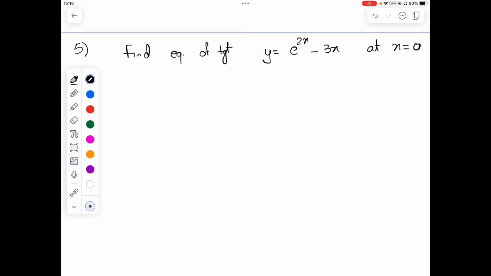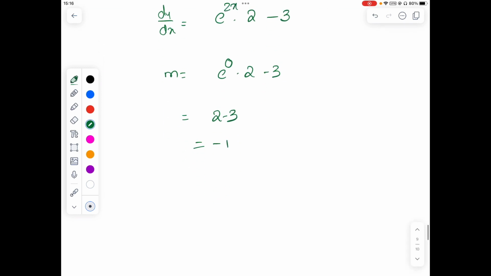So when x equals 0, what am I going to do? First find the derivative, dy upon dx. The derivative of e to the power of 2x is e to the power of 2x times 2, minus 3x derivative is minus 3. Now plug in x equals 0. So e to the power of 0 times 2 minus 3, which is 2 minus 3, which is negative 1. So the slope is negative 1.